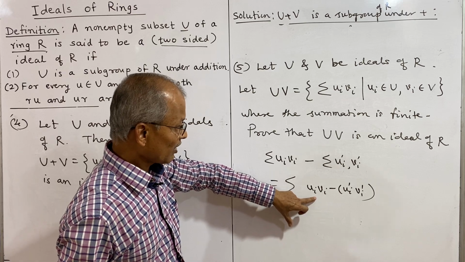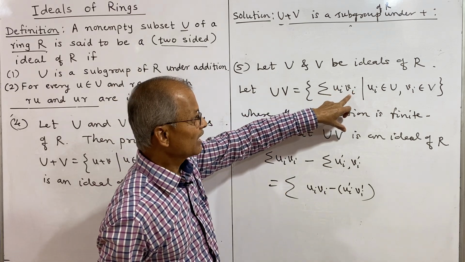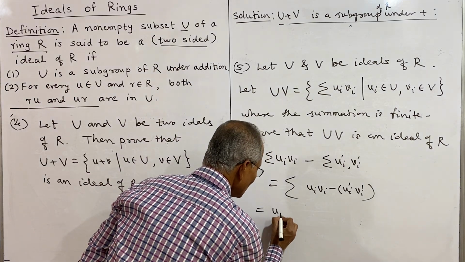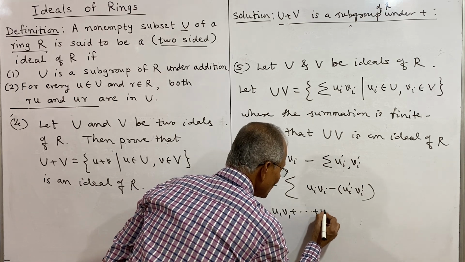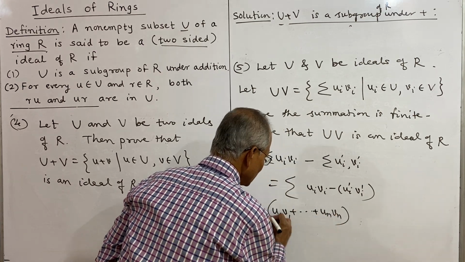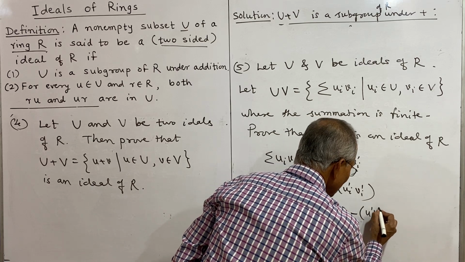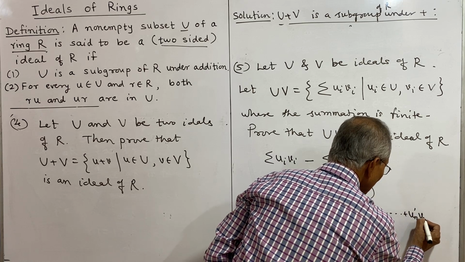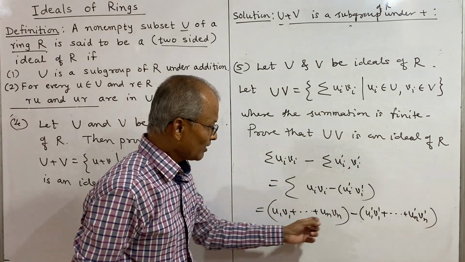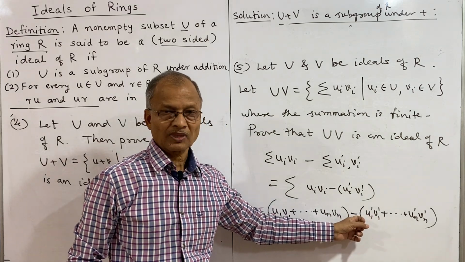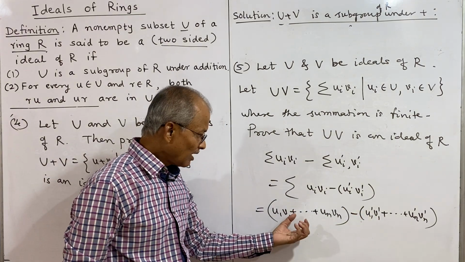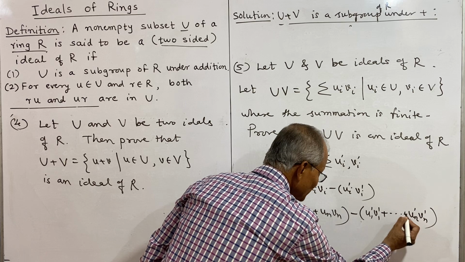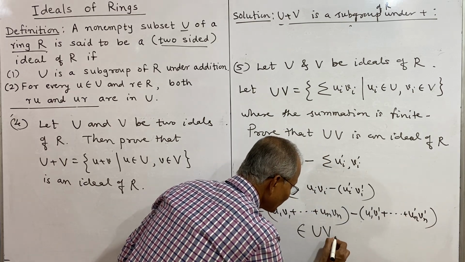It is the product of the elements in U and V. It is negative, or we may have this as u1 v1 and so on up to un vn, a finite sum, and this will be minus u1 prime v1 prime and so on up to un prime vn prime. And you see, plus, its additive inverse exists, and therefore this is an element. This may be written as plus of the negative of this, and therefore this is an element of UV.